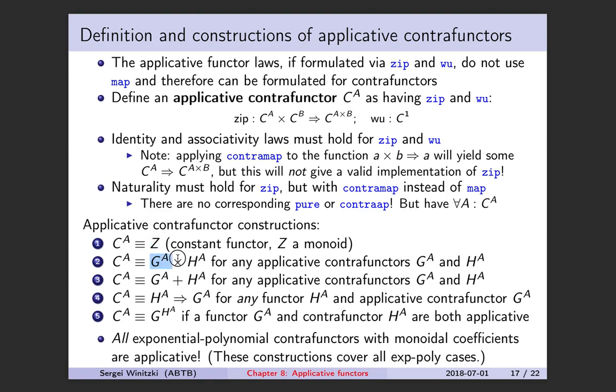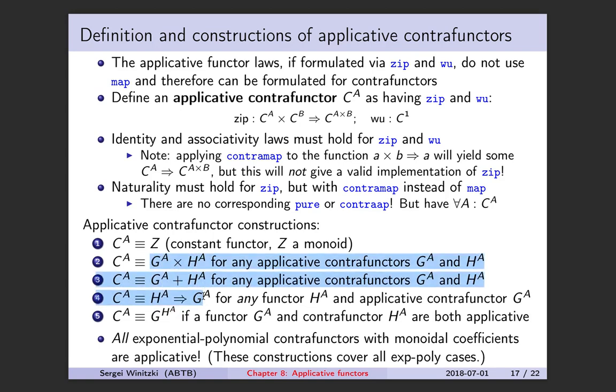We have product, disjunction or sum, and function or exponentiation. So we have exponential polynomial constructions. All of them are here. We also have composition, but this is not necessary.